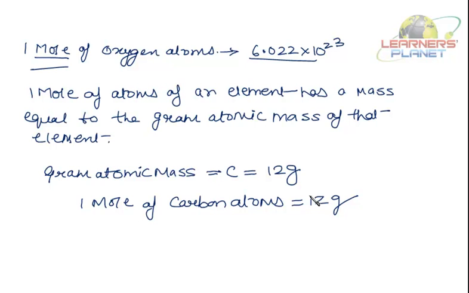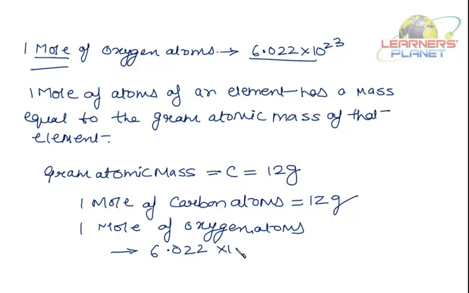So 1 mole of atoms of an element has the mass equal to the gram atomic mass of that element. Say 1 mole of oxygen atoms. It means how many atoms are there in 1 mole of oxygen? 6.022 into 10 to the power 23. Or what will be the mass of 1 mole of oxygen atoms? It would be 16 grams. Mass means it is the gram atomic mass.